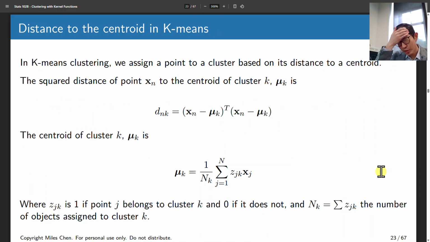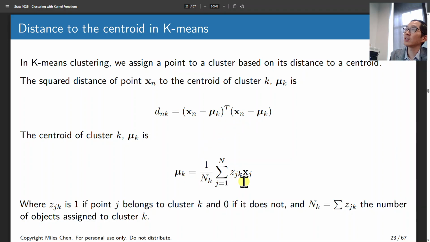All right. So when we do k-means clustering, we assign a point to the cluster based on its distance to a centroid. And the squared distance of point x to the centroid, if you just wanted to get that, this would be x minus mu, this would give us that distance vector, and then we can square it. This would be the squared distance between point x and the centroid, which can be expressed as this, okay?